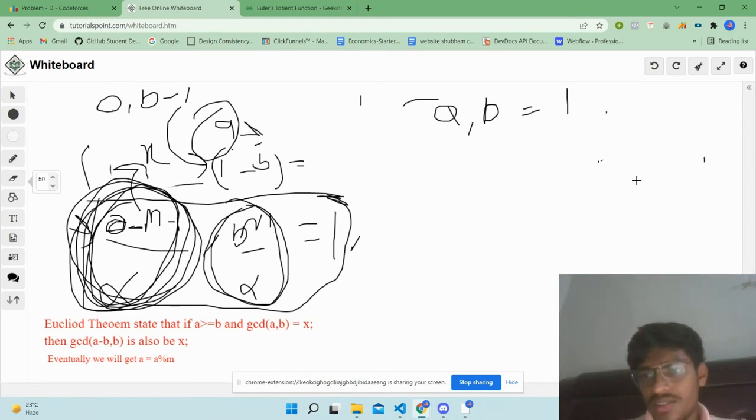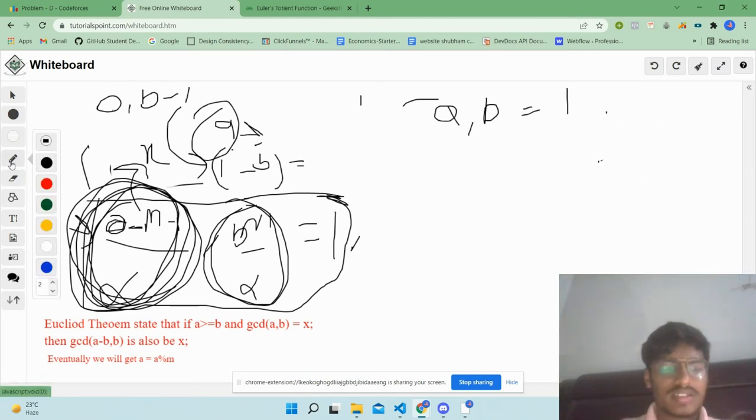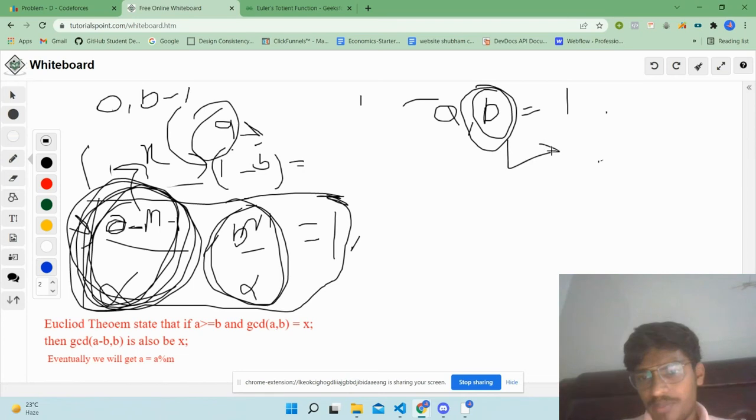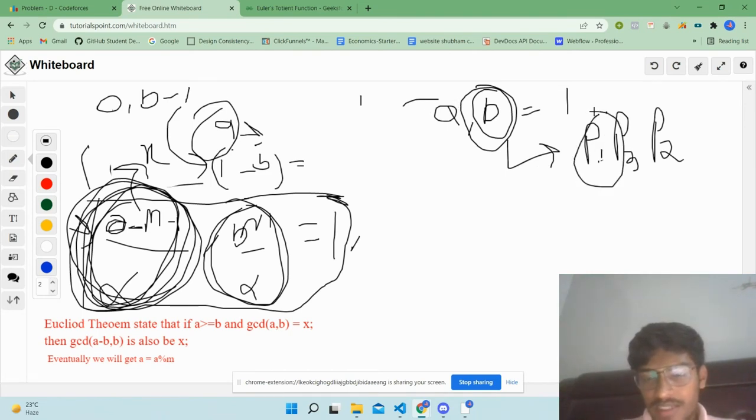So what we want is to count the number of a such that GCD will be 1. If you do the prime factorization of b, you will get some prime numbers. Let's assume they are p1, p2, p3. If A is any of these prime factors, then surely the GCD won't be 1. If A is P1, then GCD will obviously be P1. If A is P2, then GCD will be P2, and so on for all the factors. Or if A is any multiple of P1, then also GCD cannot be 1.